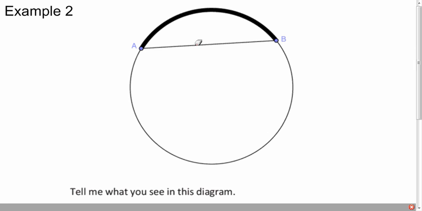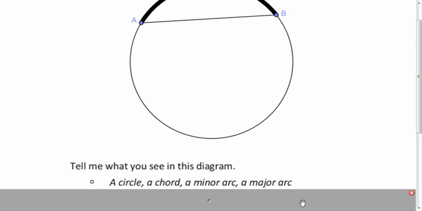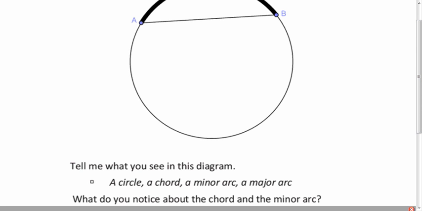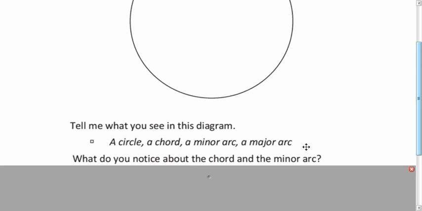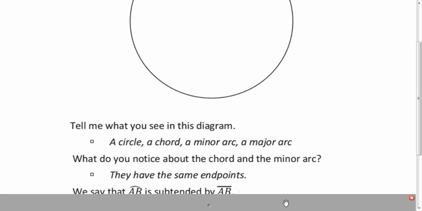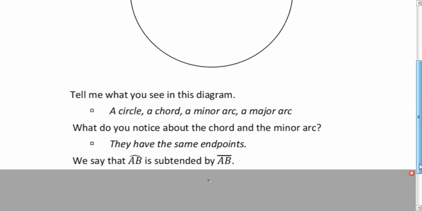What do we have in this diagram? Well, we have a circle, we have arcs, we have a chord, we have endpoints. And what do you notice about the chord and the minor arc? What's special about them? Well, they share endpoints. And we say that minor arc AB is subtended by chord AB. So what do you think that means?